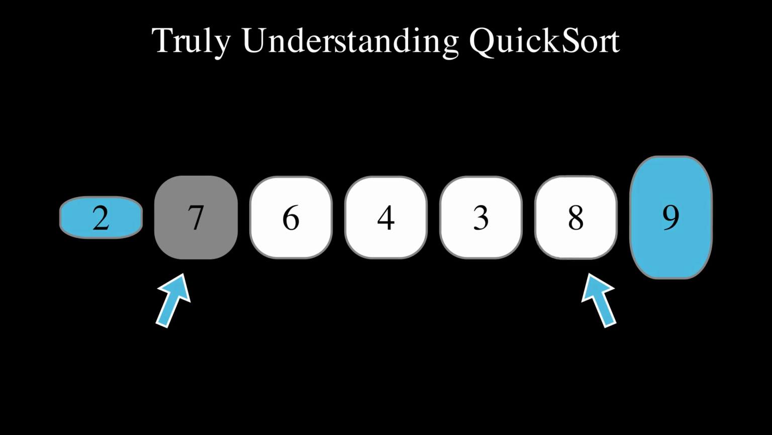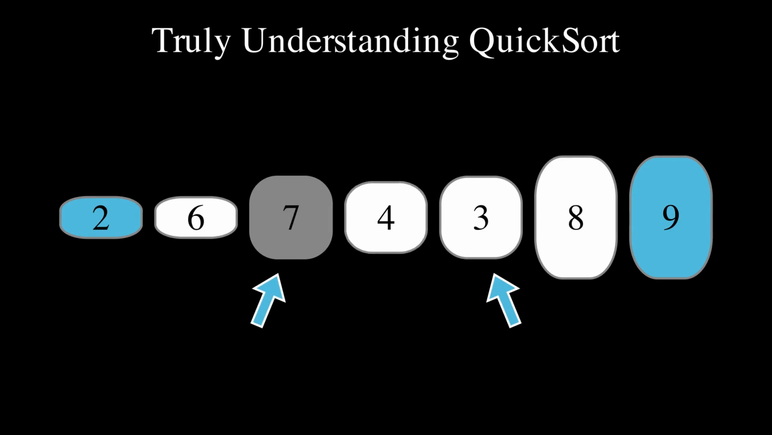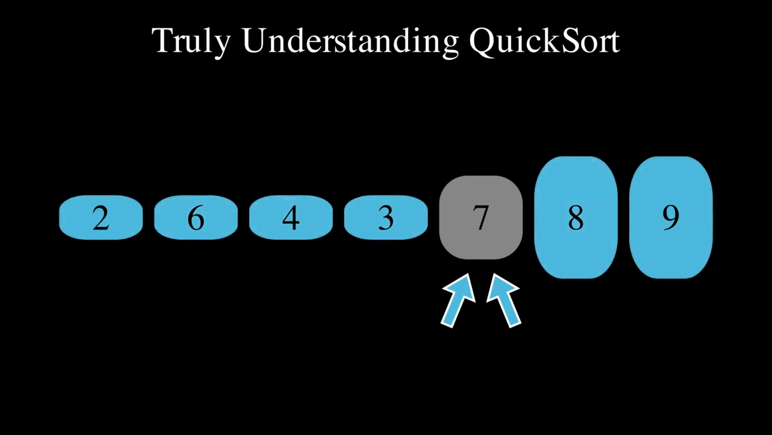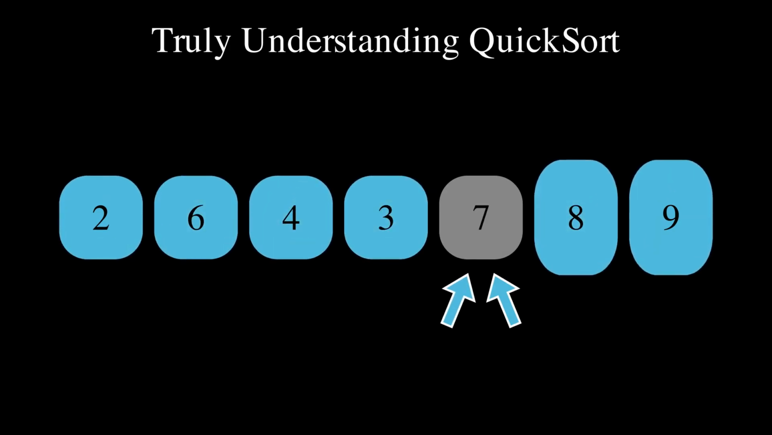Decrease R as it points to an element greater than the pivot. Increase L and move the pivot towards the right as long as L plus 1 has elements smaller than the pivot. At this point, we are done. All elements smaller than 7 are to the left, and all elements larger than 7 are to the right.